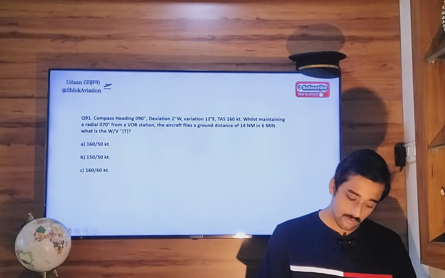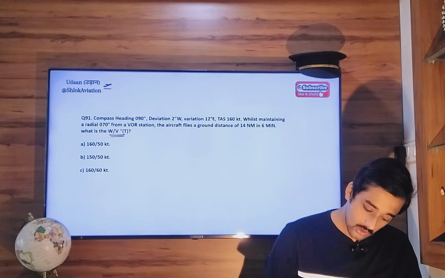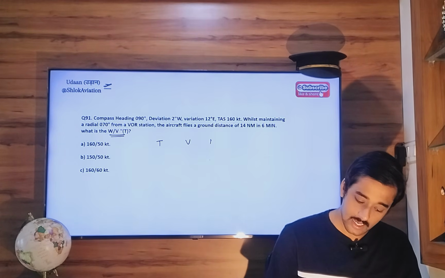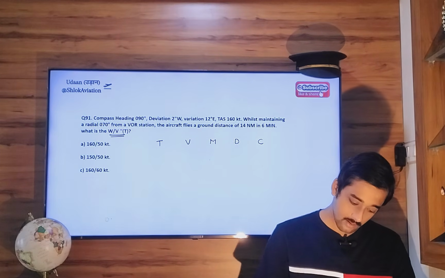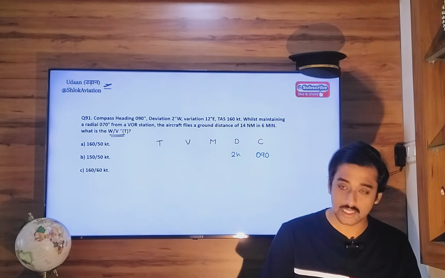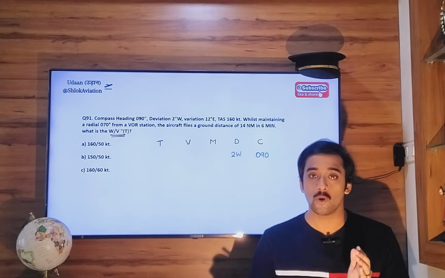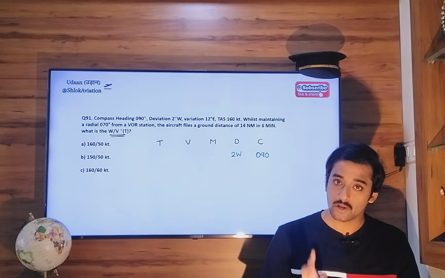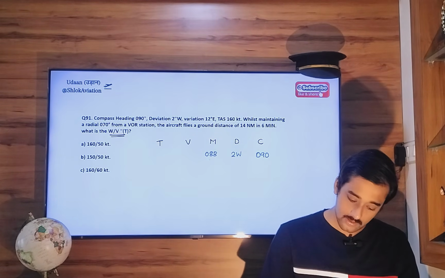Now we want to find a final answer, wind velocity in terms of true direction. So let's say this is your true heading, variation, magnetic heading, deviation, compass heading. Correct? So what is the compass heading? 090. Deviation is 2 degree west. Now deviation west, compass will be best, meaning compass direction will be more than the magnetic direction. So magnetic will be less than compass by 2 degree. So 090 minus 2 is 088.